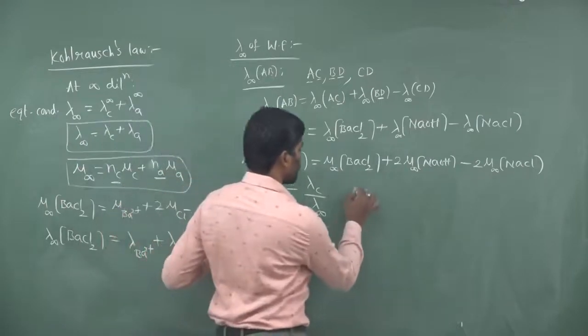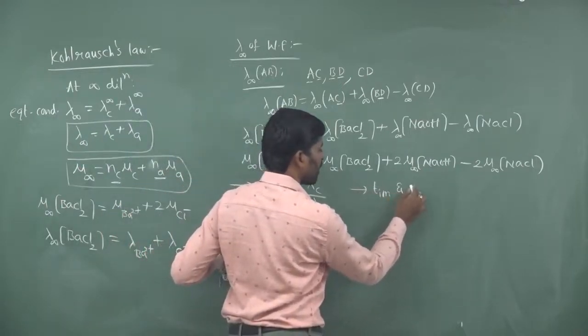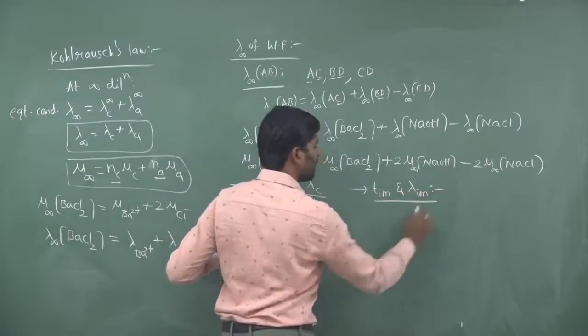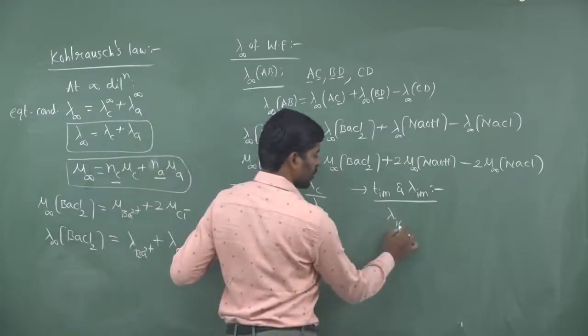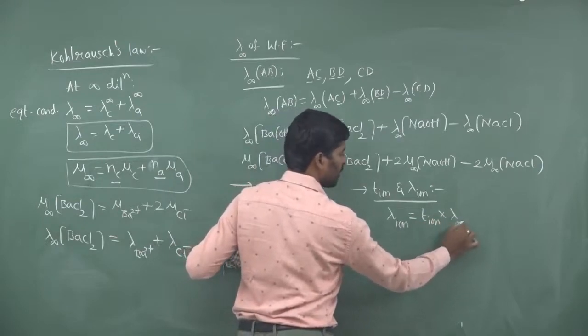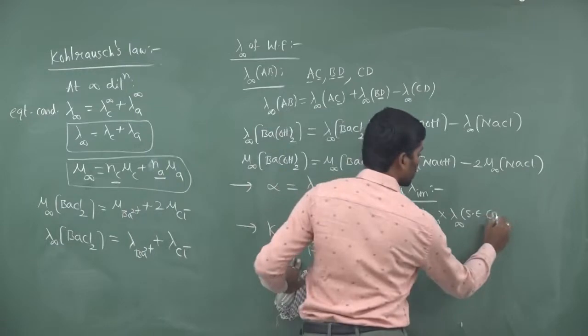Next, it gives the relation between the transport number of an ion and lambda ion, the ionic conductance and transport number of the ion. What is that equation? Just remember that equation. Lambda ion is equal to the transport number of the ion into lambda infinity of the strong electrolyte containing that ion.